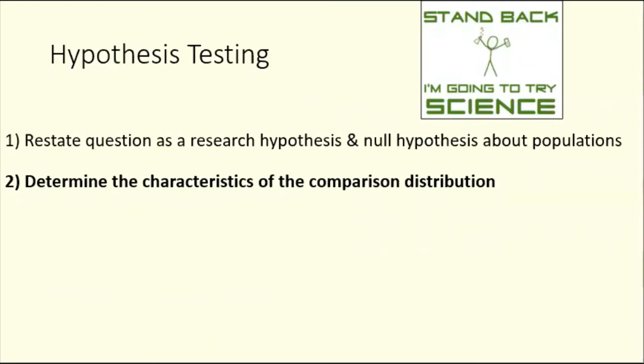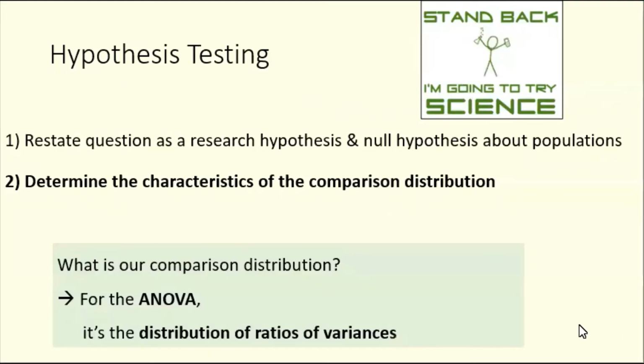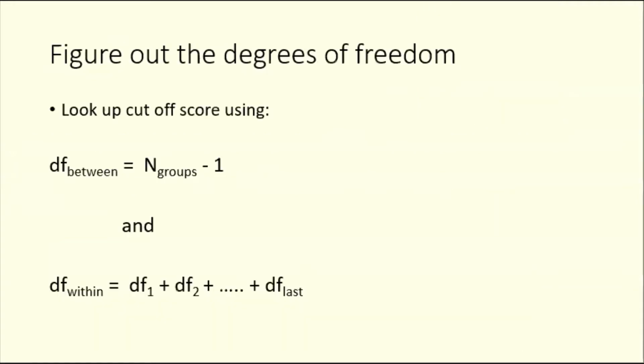Next up, we want to determine the characteristics of our comparison distribution. For the ANOVA, again, we always ask, what is our comparison distribution? Make sure that we know what that is. For the ANOVA, we said that it was going to be this distribution of ratios of variances. We need to figure out what our degrees of freedom are as part of this process, in preparation for looking up our cutoff score.